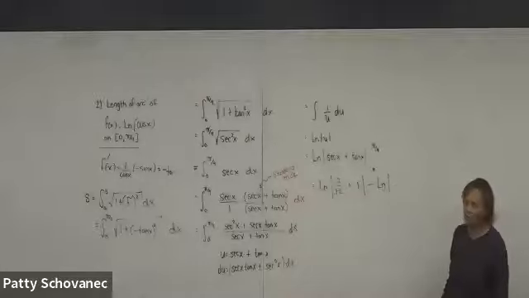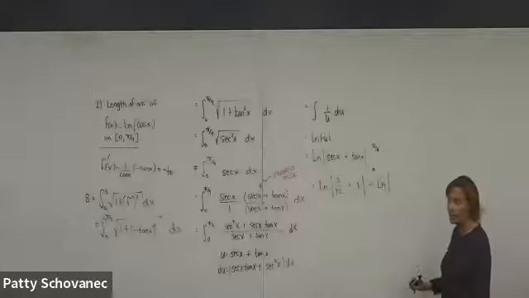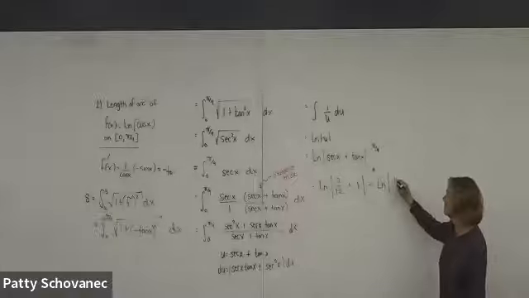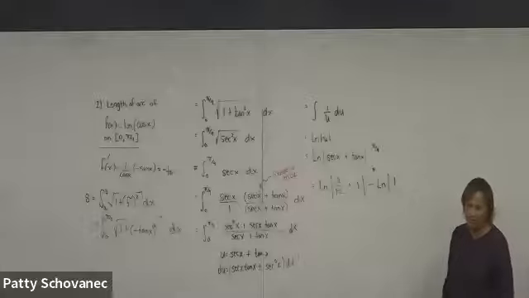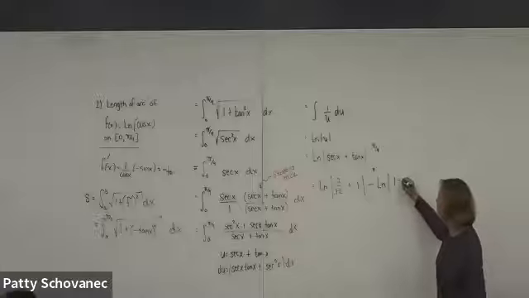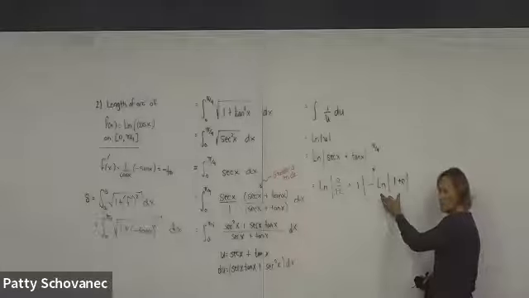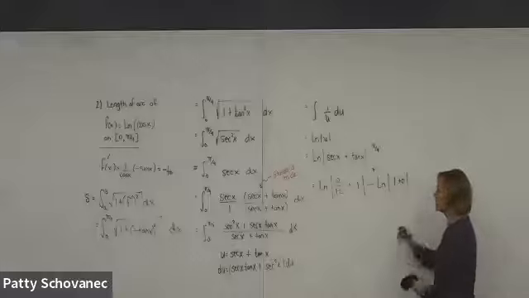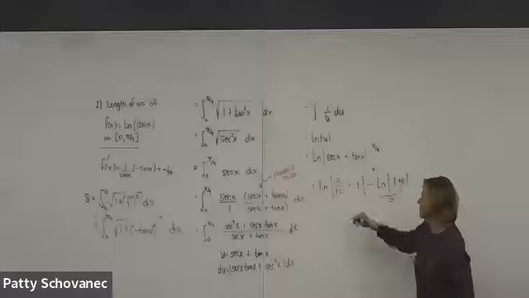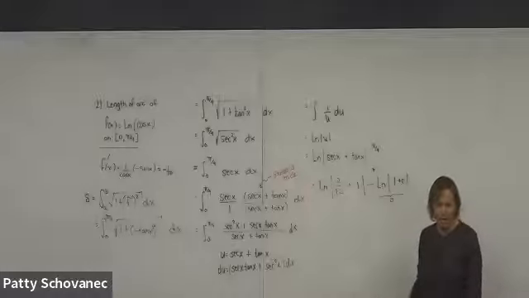Secant of 0 is 1 over the cosine of 0. Cosine of 0 is 1. So secant is 1 over 1. Tangent of 0 is the sine of 0 over cosine of 0. Tangent of 0 is 0. So what's the natural log of 1? Natural log of 1 is also 0.